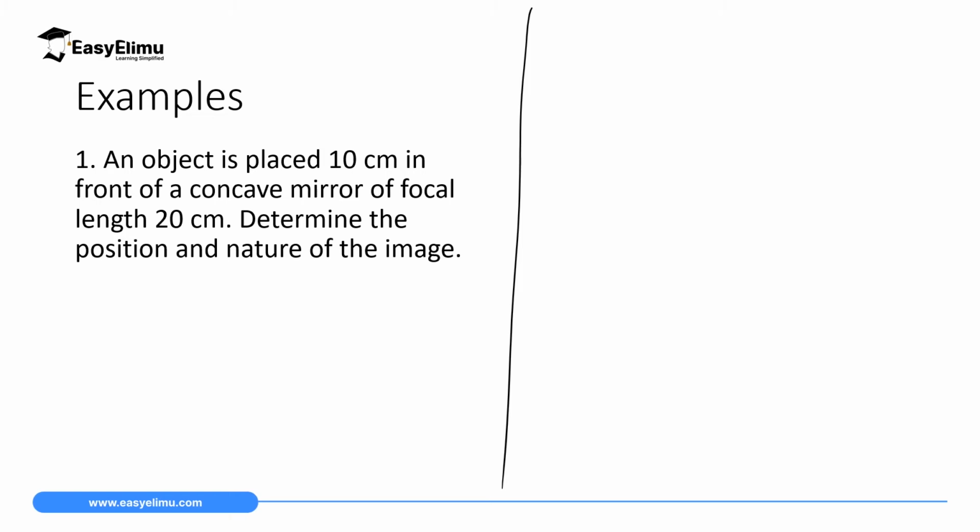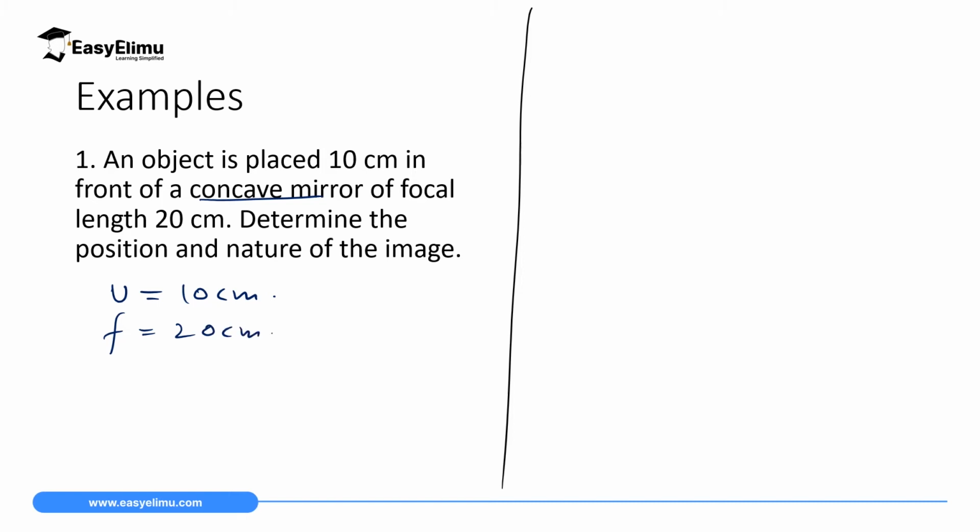Determine the position and the nature of the image that is formed. First thing that you do, you identify what you have. In this case, we have U, the object placed in front of a mirror, 10 centimeter. And then a concave mirror. Concave is very important here because it's going to help us know the formula that we're going to write in terms of sign convention. Of focal length 20 centimeter, F is equal to 20 centimeter.